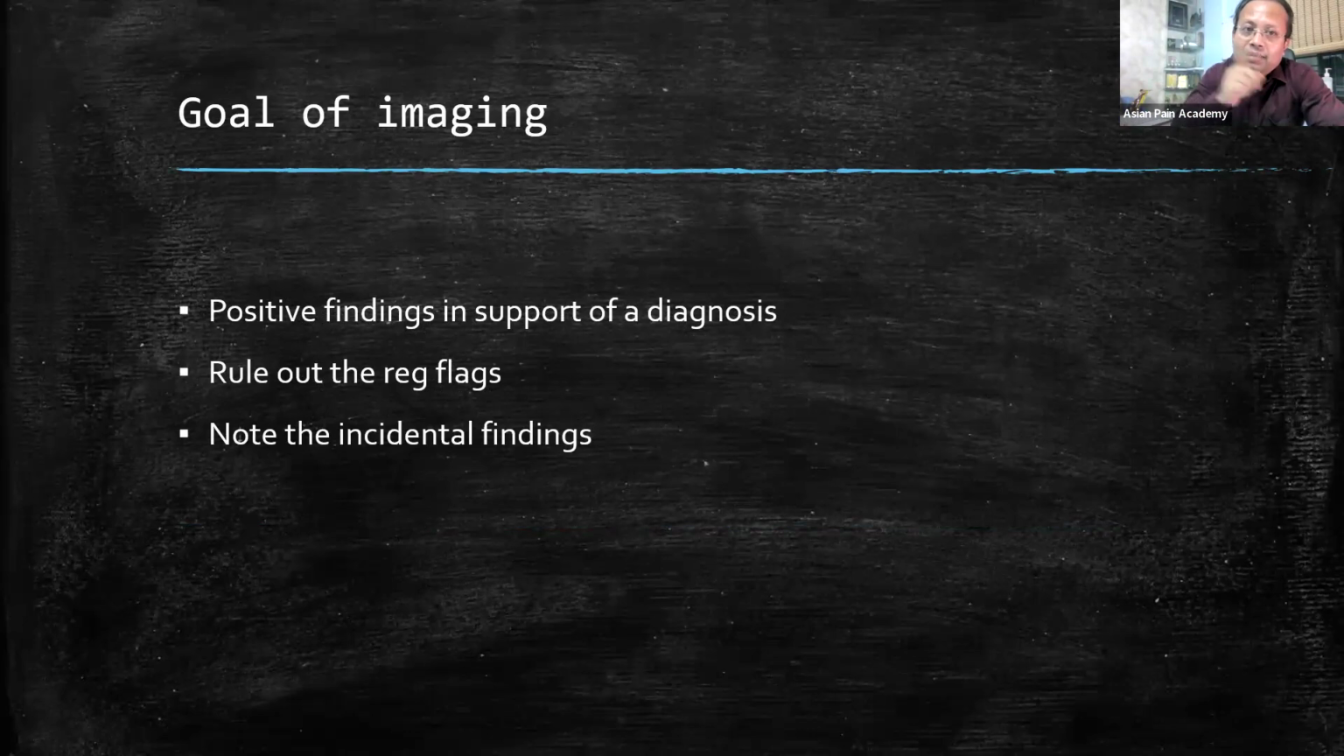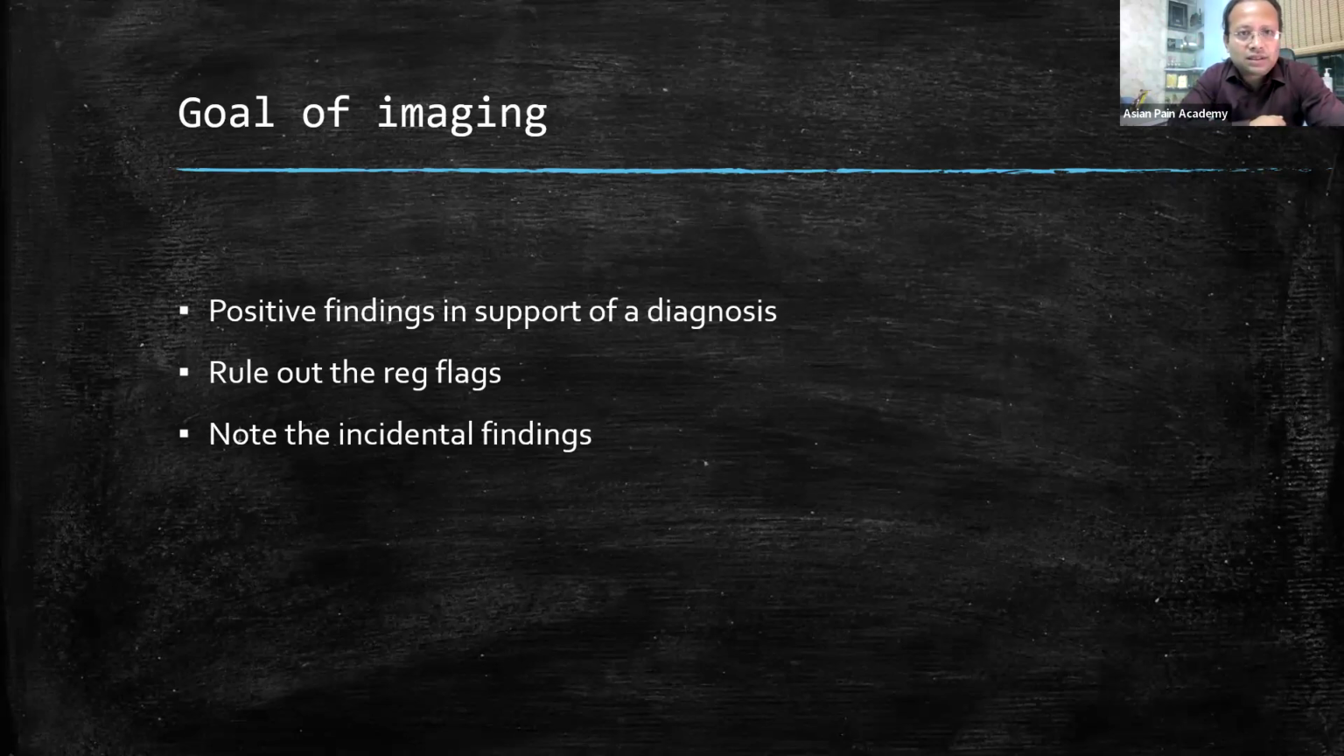Or second thing, rule out the red flags. All patients are not for pain physicians. We cannot take any patient who is coming with chronic pain. So there are some specific red flags, say infection, fracture, malignancy, or motor weakness. These 4 red flags we always try to see at the first setting.